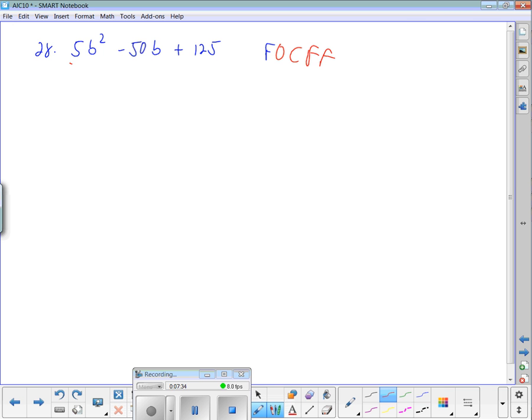Oh, look at that common 5. What does that leave me? b squared minus 10b plus 25.